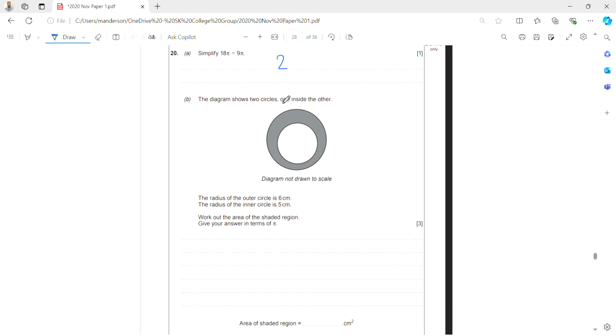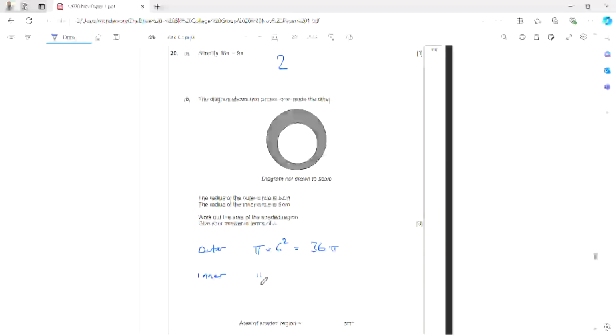The diagram shows 2 circles, one inside the other. The radius of the outer circle is 6, the radius of the inner circle is 5. Work out the area of the shaded region. Okay, so we're going to work out the area of the shaded region, so let's work out the area of the outer circle. And it says keep your answer in terms of pi. So remember, our formula for a circle is pi times r squared. So in this case it is 6 squared. 6 squared is 36, so pi times 6 squared is just 36 pi.